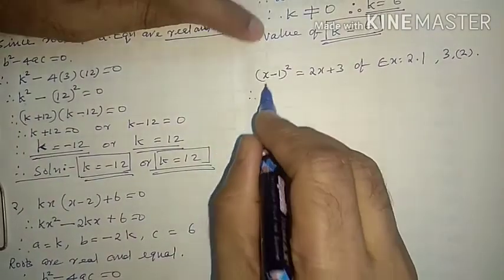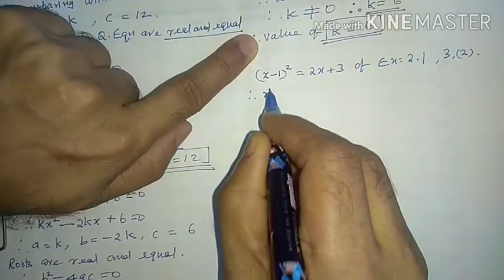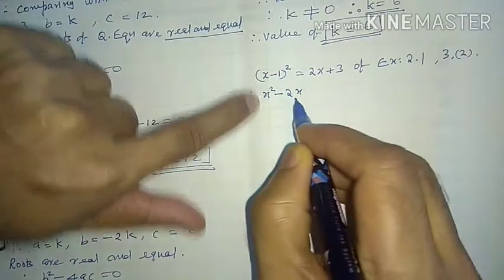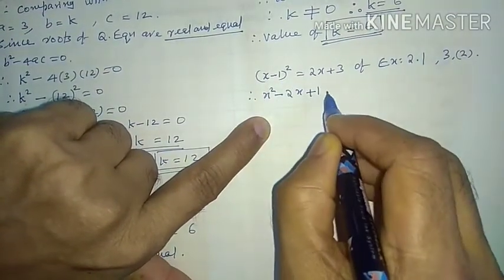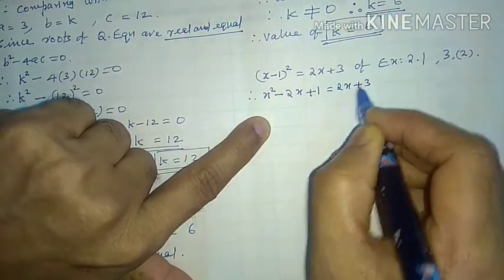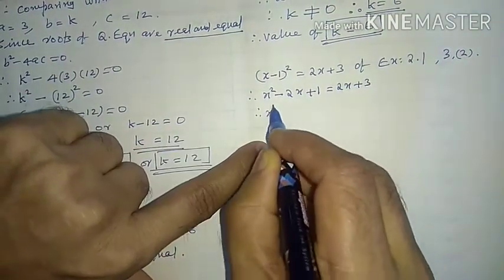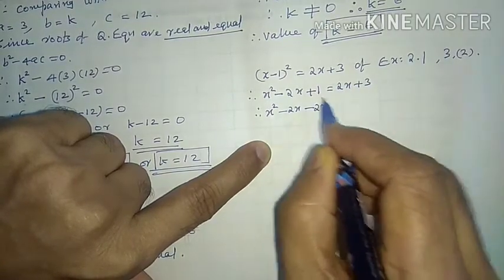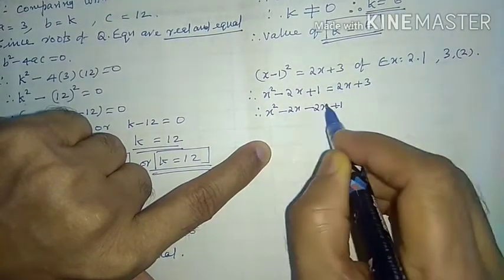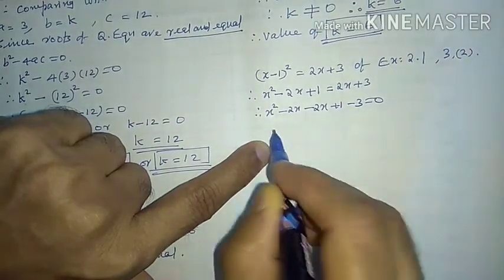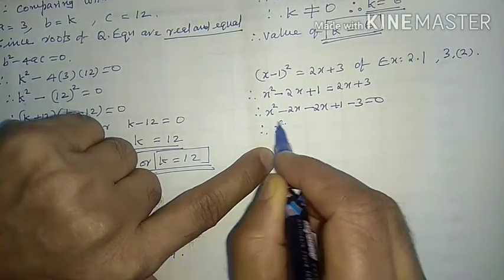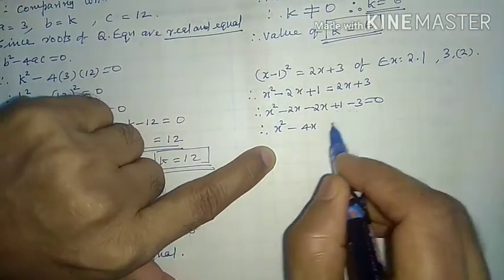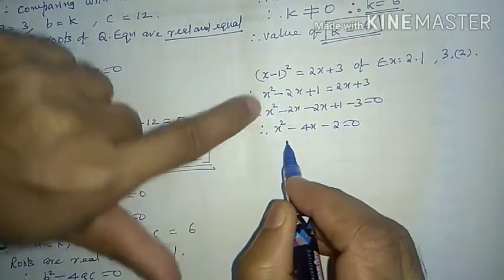This we expand. (A minus b) whole square is a square minus 2ab plus b square. So x square minus 2 into x into 1, minus 2x, plus b square, equal to 2x plus 3. Therefore x square minus 2x, plus 2x comes here, minus 2x, plus 1, plus 3 comes to left hand side is minus 3, equal to 0. X square minus 4x plus 1 minus 3, minus 2 equal to 0.